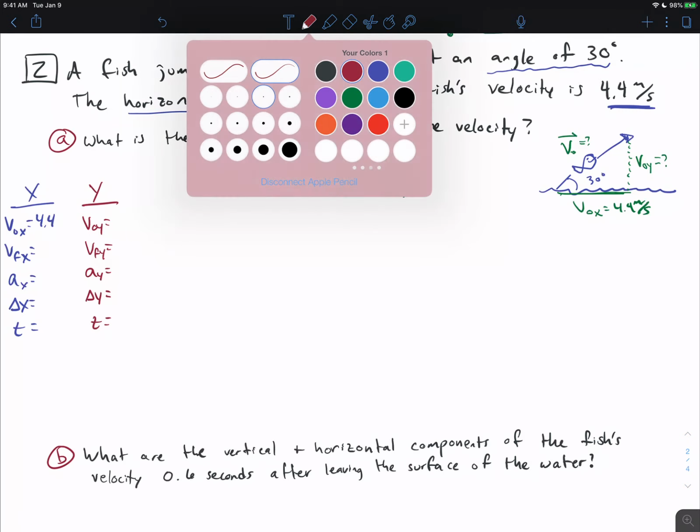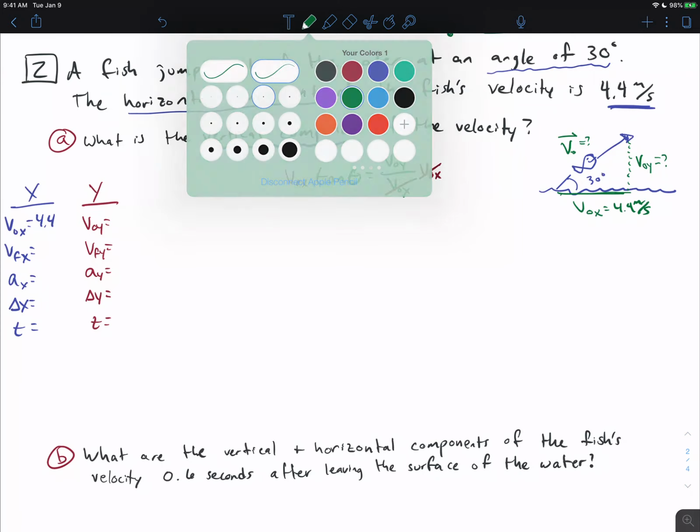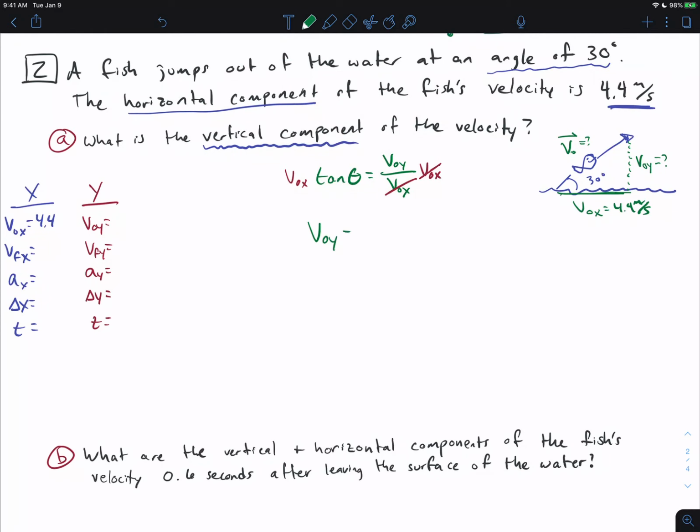So what we're going to do is take both sides and multiply by my initial velocity in the x direction, so that'll cancel out on the right side. We have on the left side here, we've got this. So now we can rewrite this as my initial velocity in the y is whatever my initial velocity was in the x times the tangent of the angle that I have. Okay, so let's go ahead and plug in what we know here. This is 4.4 times the tangent of 30 degrees.